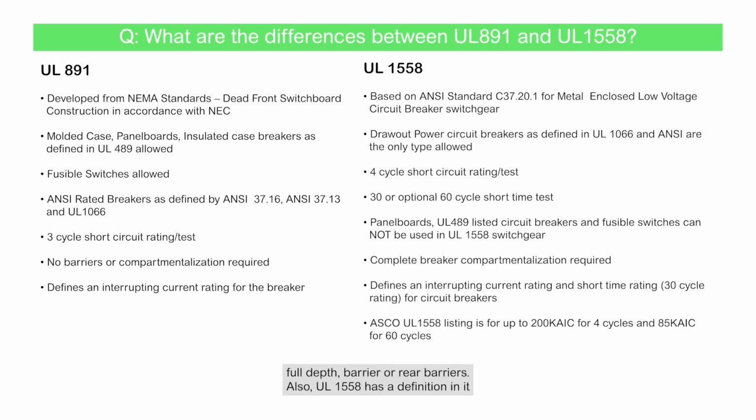Also, UL1558 has a definition in it that requires the circuit breakers to have a 30-cycle rating. Not all circuit breakers have that, and so we need to choose those circuit breakers that have that capability, and typically those are all the UL1066 listed breakers that you are required to use in UL1558 designs.